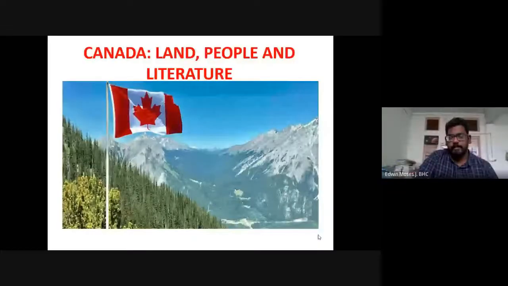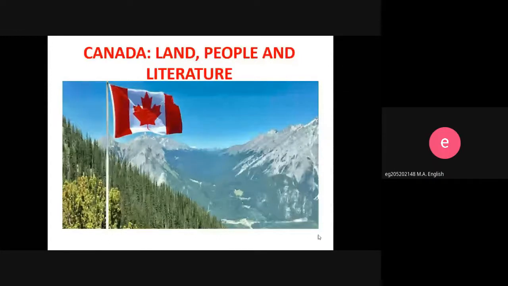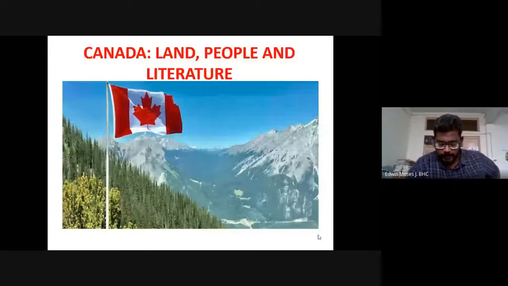And you have a leaf in the Canadian map. So, which tree? Can you say the name of the tree in the Canadian flag? Maple tree, sir. Maple tree, right? Good, that's good.